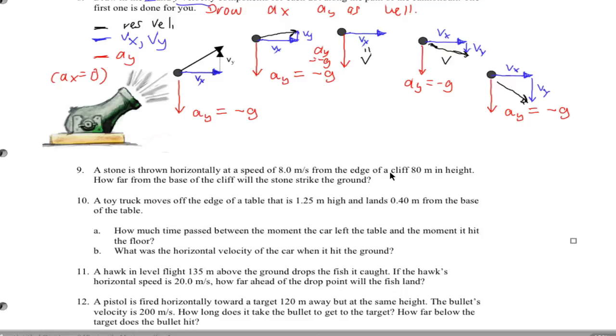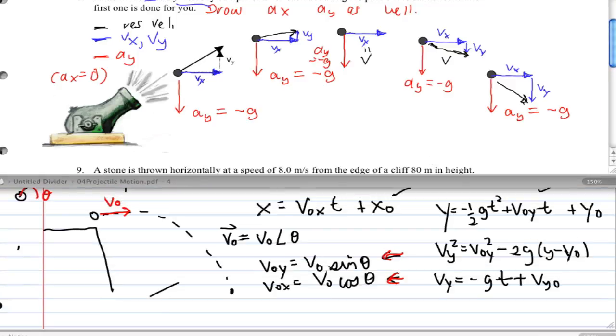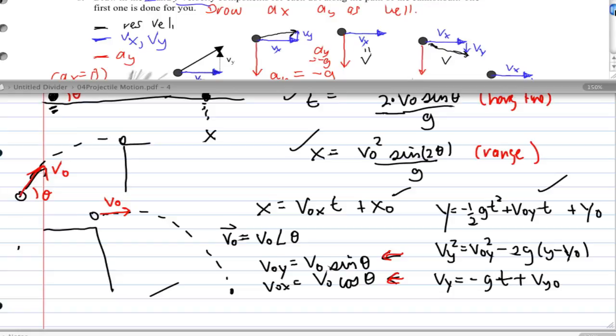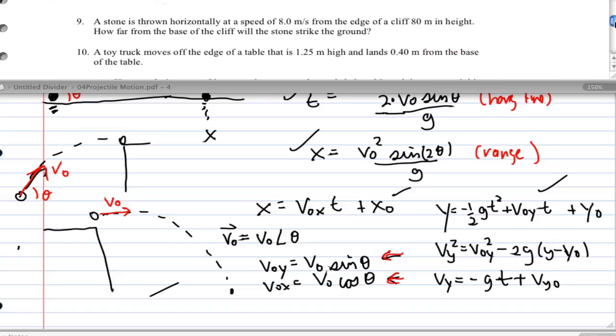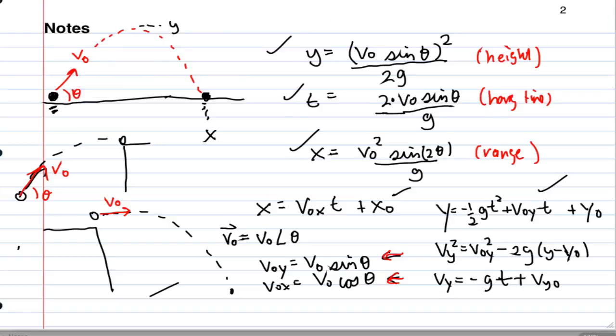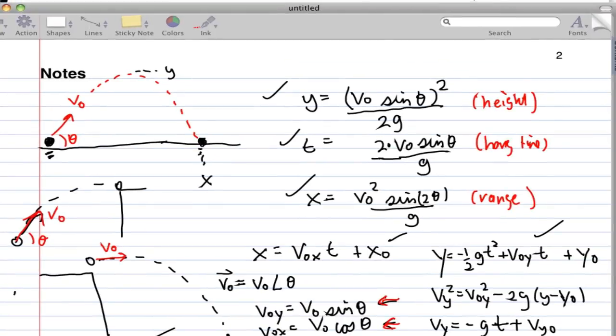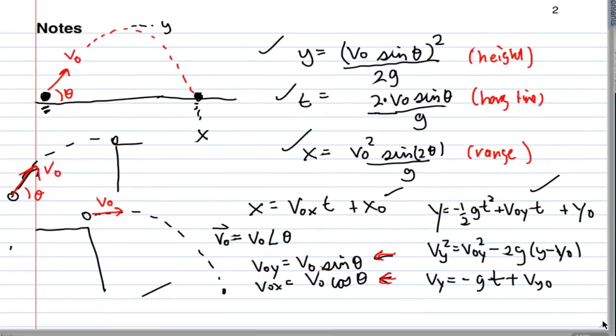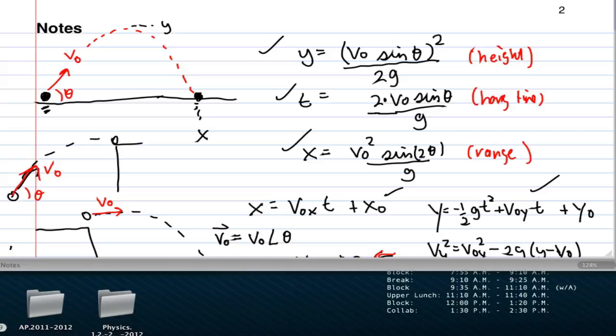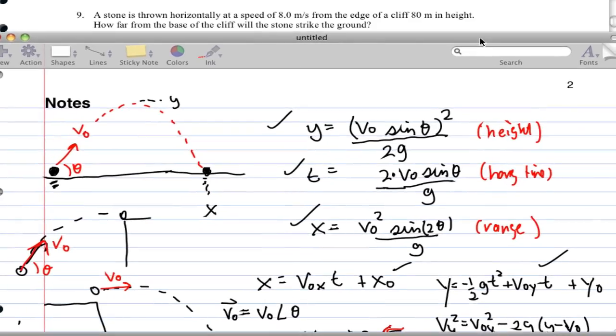So we have a stone thrown horizontally at a speed of 8 meters per second, striking the ground from the edge of a cliff. So let me just see if it's possible to have this problem up here. That looks nice. And then let me see if I can shrink our little writing surface so that we can always have a view of the problems as we're working. So hopefully this will work out.